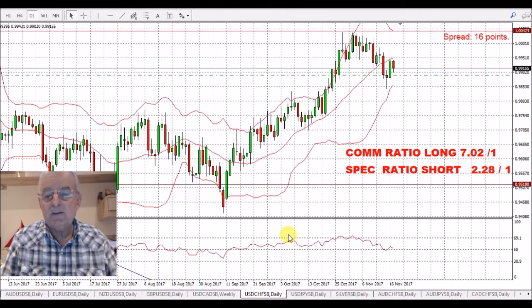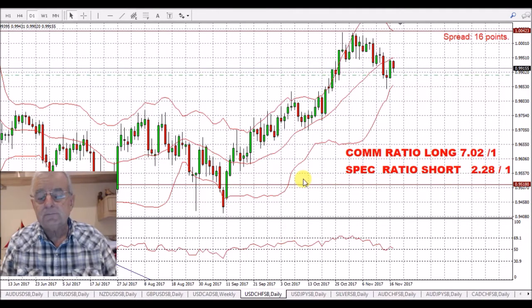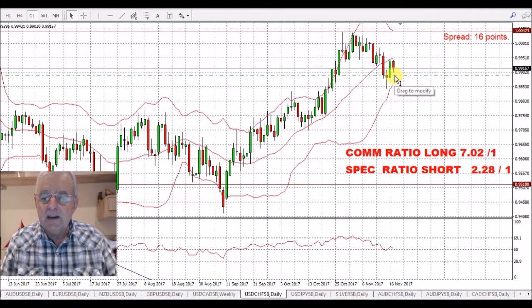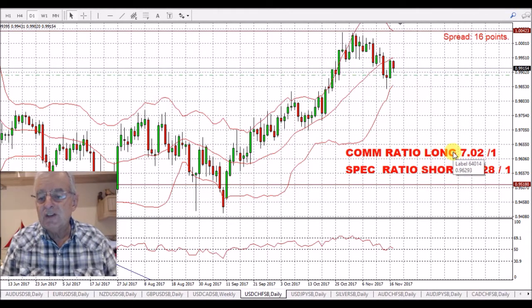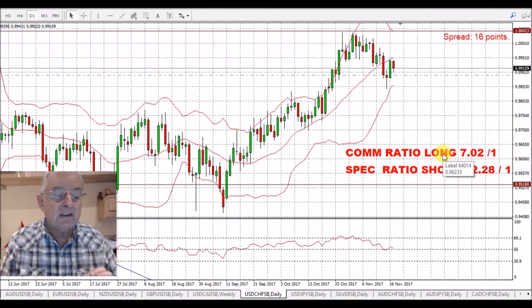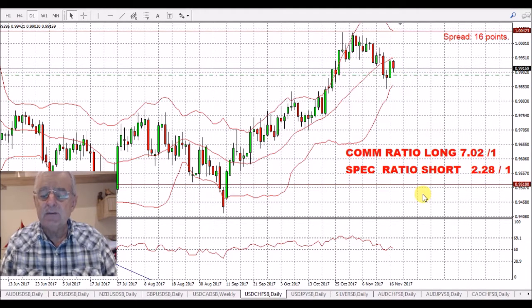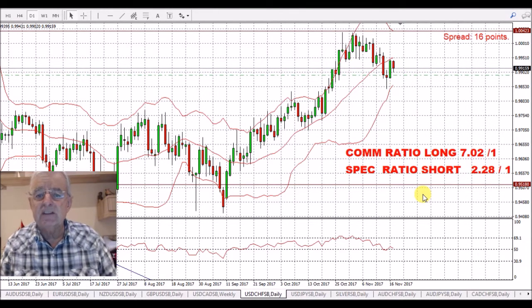The USD Swiss franc. I shorted that. I've got knocked out of one of my trades. There's a commercial long ratio of just over 7 to 1. That is long the Swiss franc, short the pair. So I'm expecting this to move down. We'll see how that goes, and also have a look at the Commitment of Traders tonight.